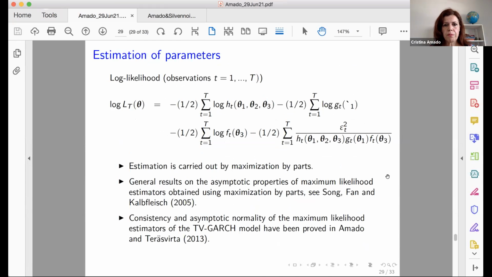The estimation of— to interrupt you. Yes. Yeah, I'm really sorry. I know, I understand. Yeah.